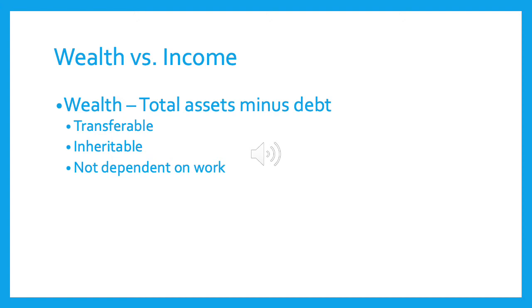Some differences between income and wealth. Wealth, unlike income, is transferable, meaning if you own something, you can give it to someone else. Wealth is inheritable, meaning that if a person dies, they can leave wealth that they own to somebody else. And wealth, unlike income, is not dependent on work. Since wealth is what someone owns, not what someone earns, if I own, say, $100,000 in wealth and I stop working, I will still own that wealth as long as I don't accrue additional debt.